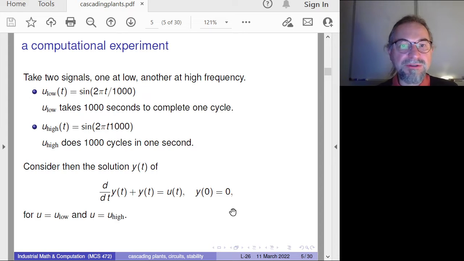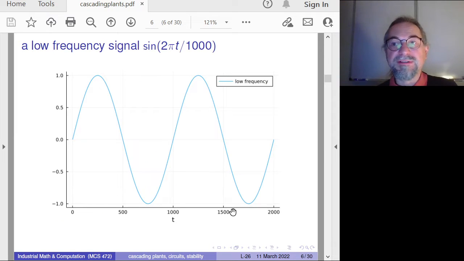So we will give these two functions as input to this differential equation and solve it and see what we obtain. Here is the input. So here is the low frequency signal. It's just a sine function. But what is important here is the horizontal axis. Notice that we have one complete cycle at 1000. So time here is the horizontal axis. At 2000, we have two complete cycles.